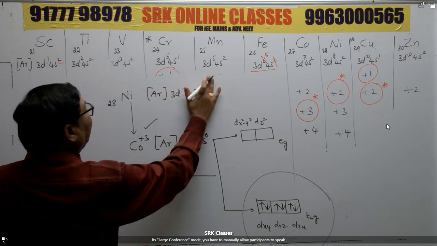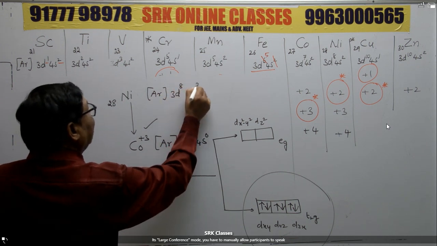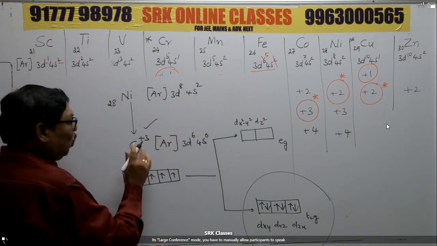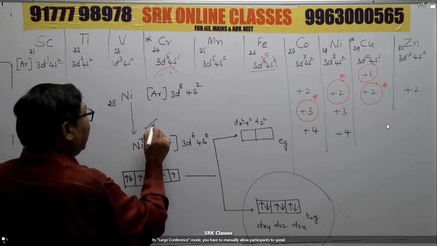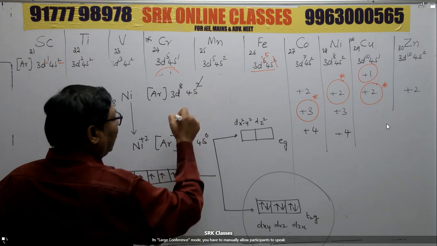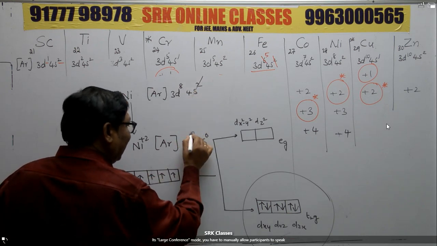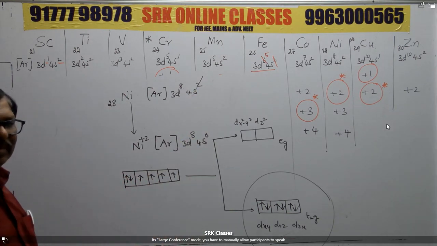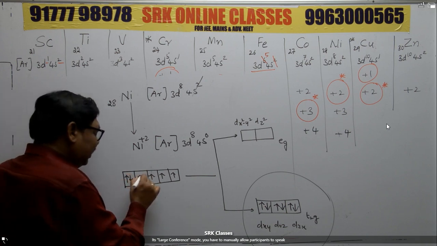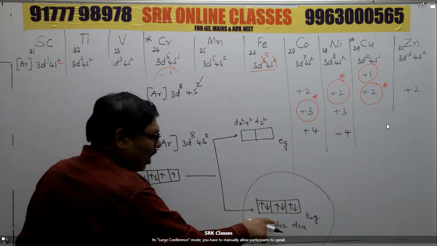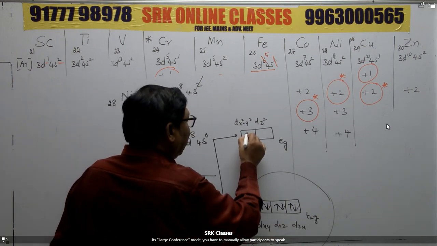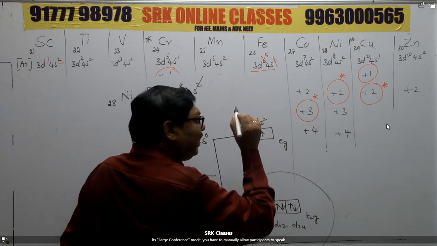Electronic configuration will be 3d8 and 4s2. Plus 2 oxidation state is stable. Therefore, I write nickel plus 2. Nickel plus 2 is due to loss of electron from s orbital. Therefore, it has 3d8 configuration. 8 means 6, 7, 8. 8 electrons are present. 6 are present in the t2g orbital, remaining 2 are present in eg orbital.